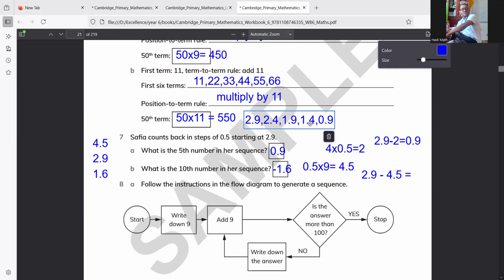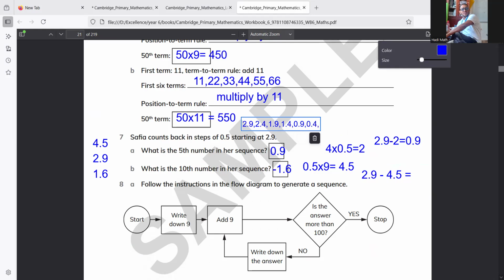Let's see if we get the same answer for the 10th term with the same idea. Let's go here. We say 0.9, this is the fifth term. So the sixth term, you're going to subtract 0.5, it's going to be 0.4.